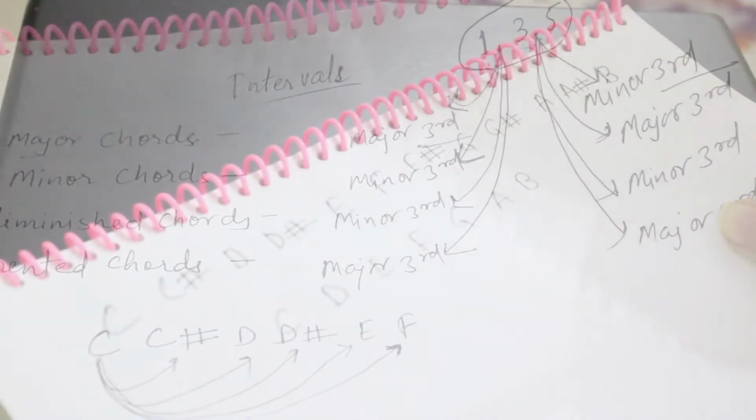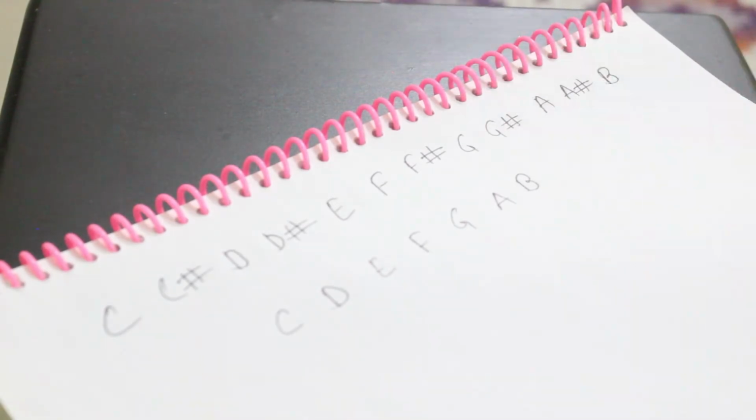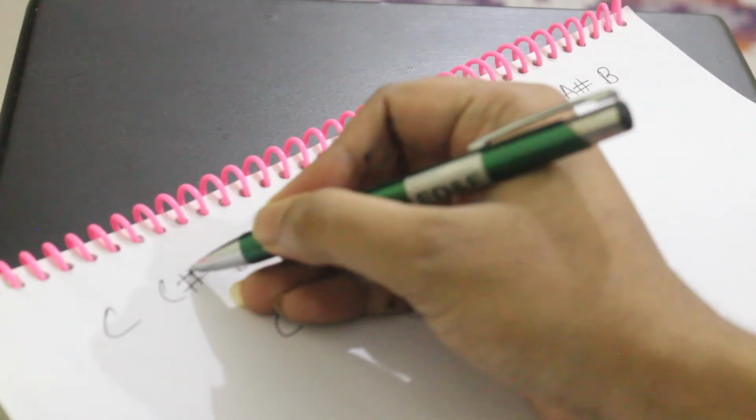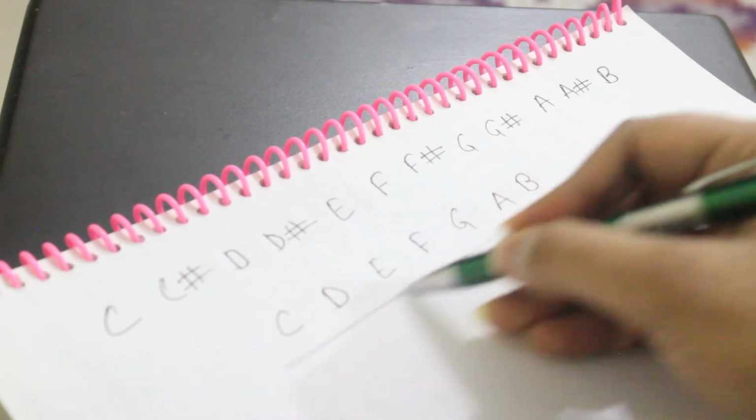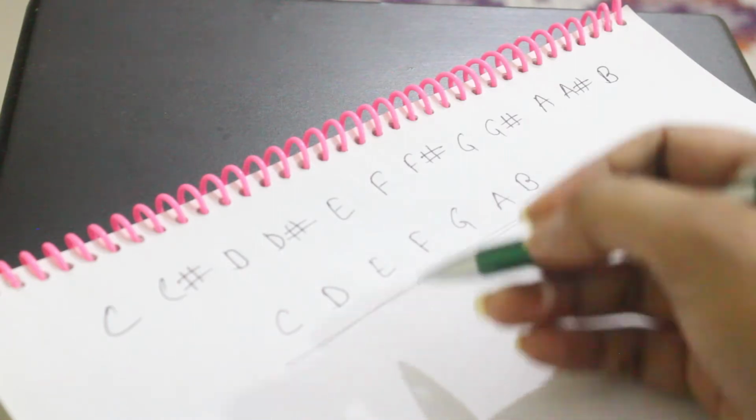Okay, so now after learning the relationship between chords and intervals, let's proceed again to our C major scale. These are the 7 notes in the C major scale.